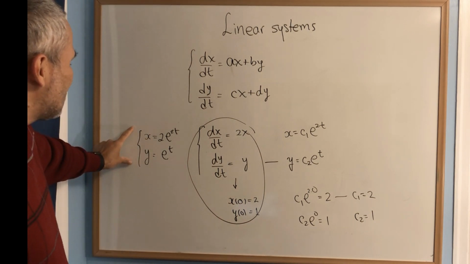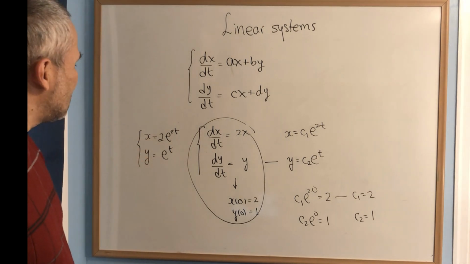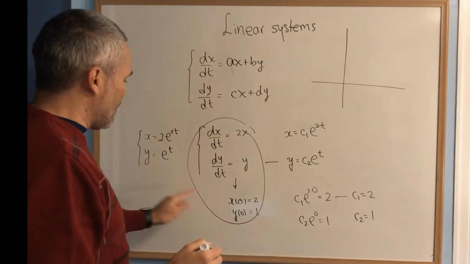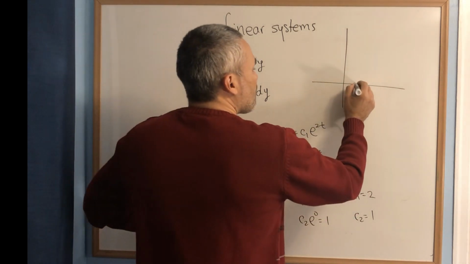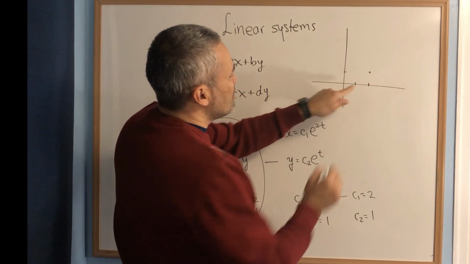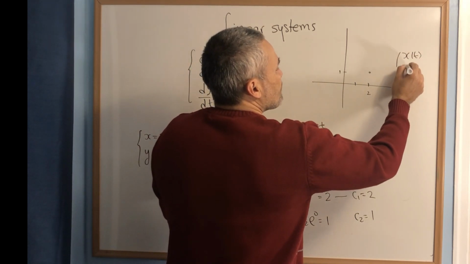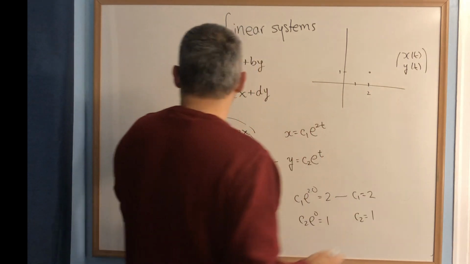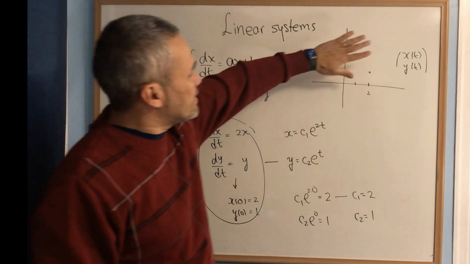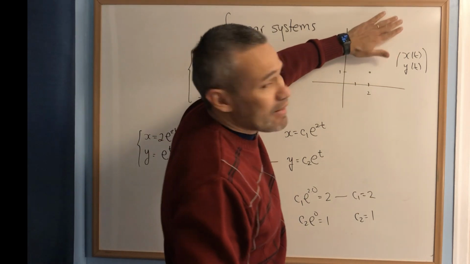So let's do something interesting here. What is the relation between x and y? Let's see if we can find a relation between x and y. For example, when t equals 0, you are at x equal 2 and y equal 1, right? This is when thinking about x of t and y of t. Notice that x is always positive and y is always positive. That means that when you plot all the values x of t and y of t, you are always in this quadrant.